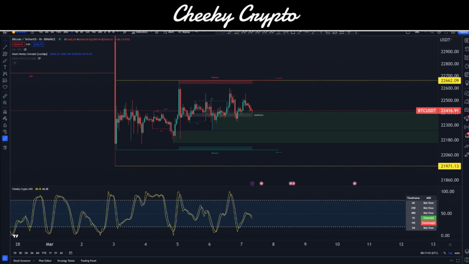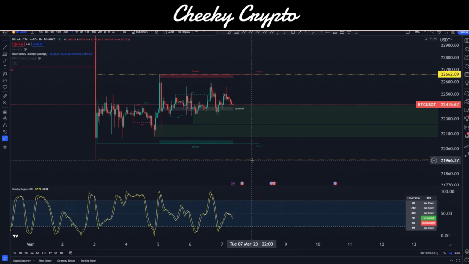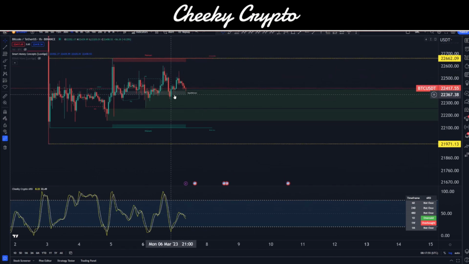Now, if we take a look at it from a smart money concepts point of view, as I said yesterday, we are ranging. We're basically ranging from the low side at 21,971 and the high side at 22,662. We're going sideways. We can see that we're consolidating on equilibrium. We pushed our way through it yesterday, trying to find it as a support level. It's one of those, possibly not.